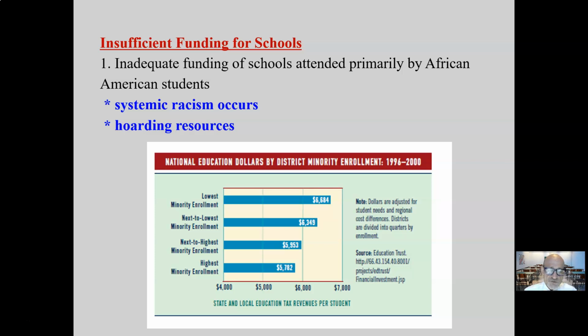Insufficient funding for schools is part of the systemic racism. Inadequate funding of schools attended primarily by African American students. Racism is the hoarding of resources and opportunities. These are ours. We get them. You don't. You see the lowest minority enrollment funding per student. This is 2000, but these have not changed a bit. Highest minority enrollment funding per student per year.